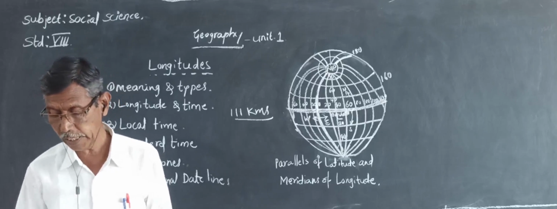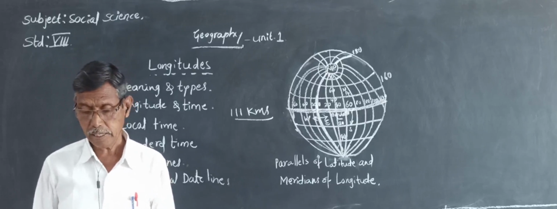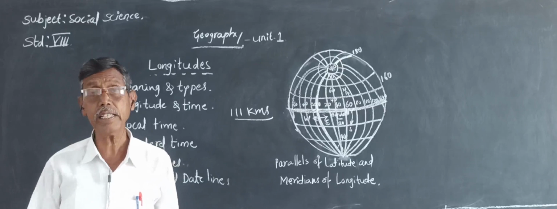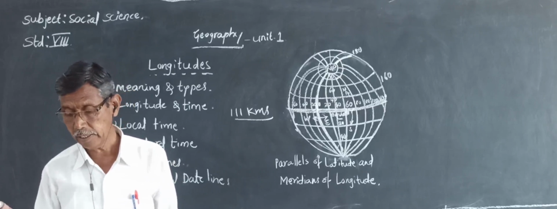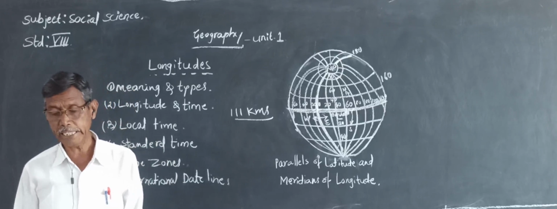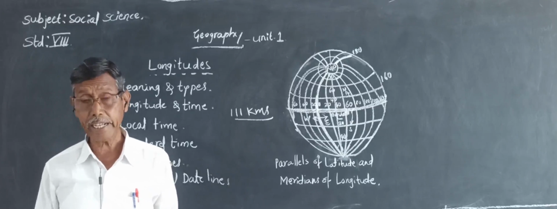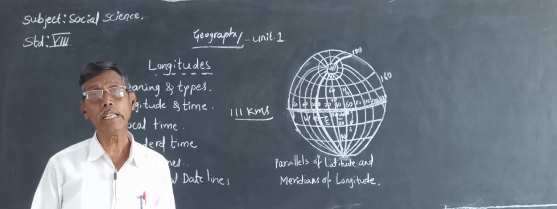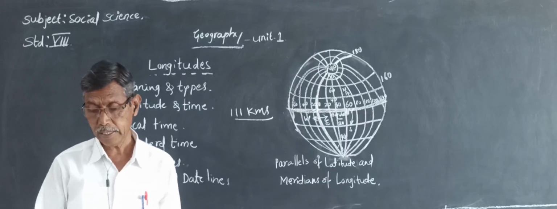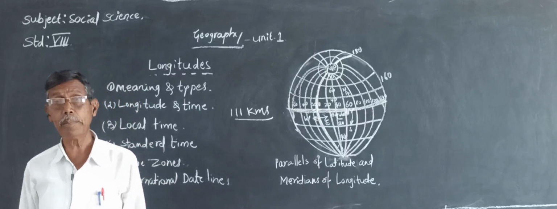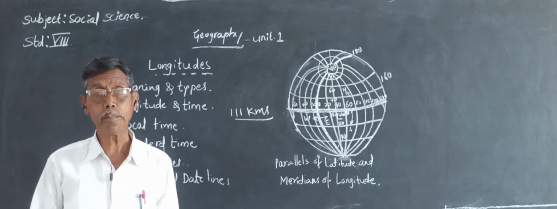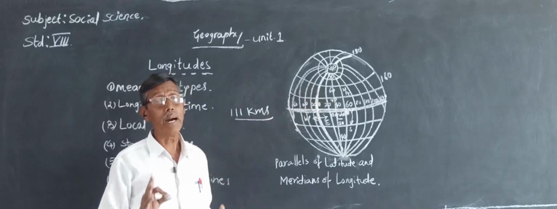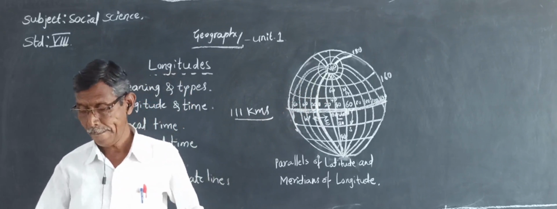Now the local time. The time according to the longitude of a place, or according to the position of the sun at that place, is known as the local time. You understand? It is based on the local meridian passing through that place. It depends on the local meridian passing through that place.